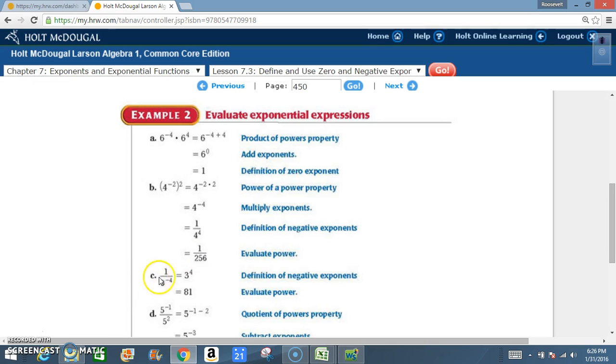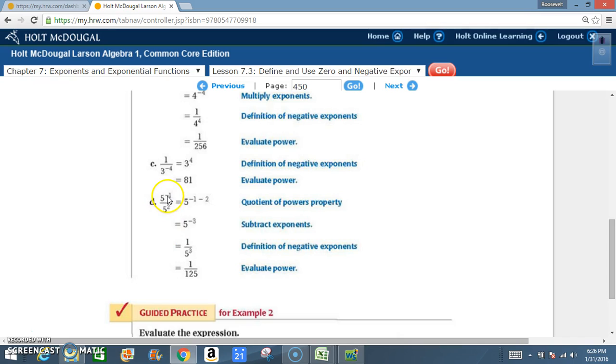Go down to C. I have 1 over 3 to the negative 4. As soon as I see that negative 4 is on the bottom, I know I can move it to the top. That's equal to 3 to the 4th. You can say 3 to the 4th over 1 if that makes you feel more comfortable. In other words, it's the reciprocal. So 3 to the 4th equals 81.